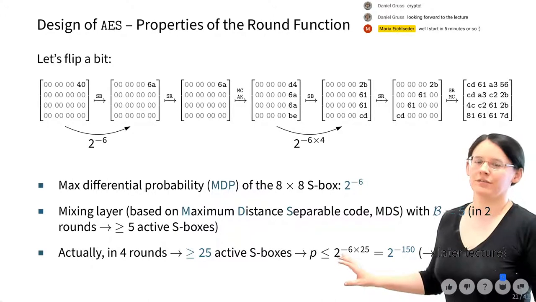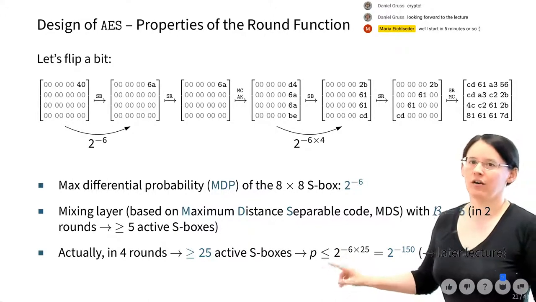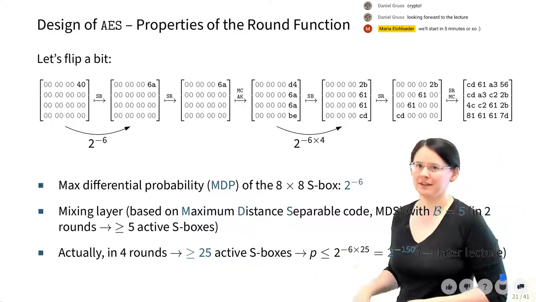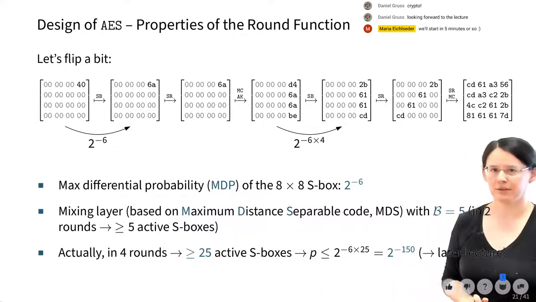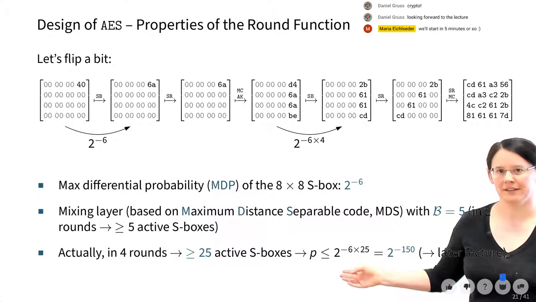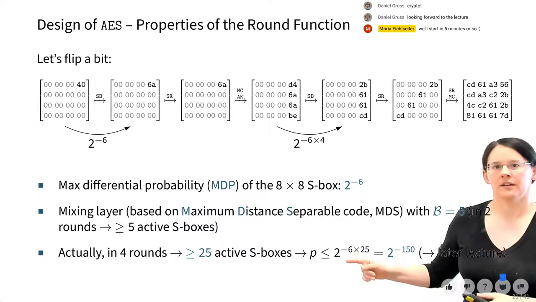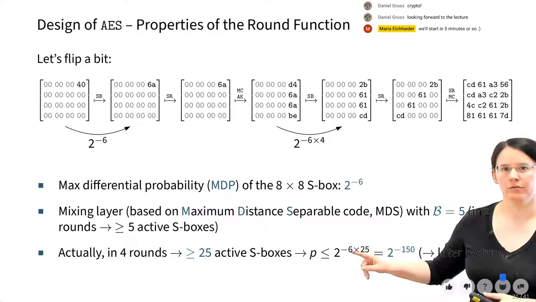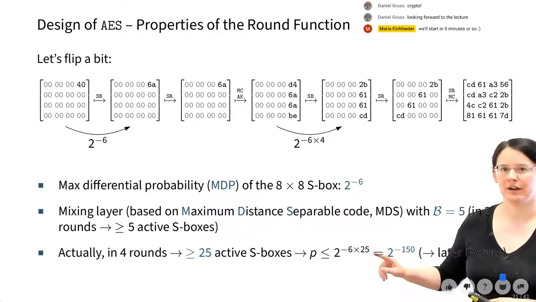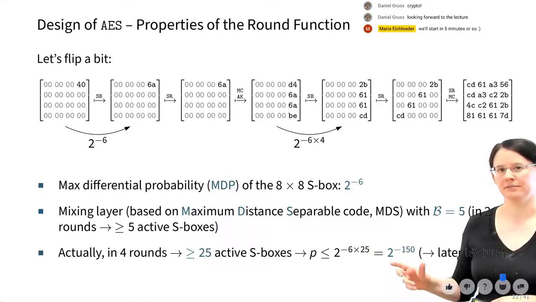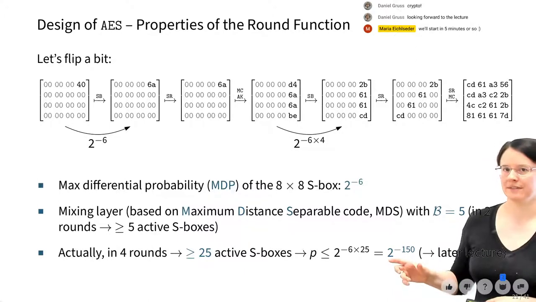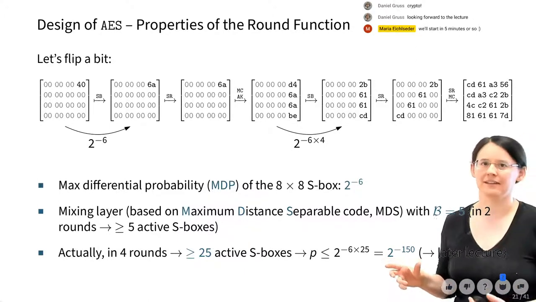Today we're going to see an alternative way of also showing this property, namely that if you look at 4 rounds, you actually have at least 25 active S-boxes, meaning the total probability is at most 2 to the minus 6, that's the probability of 1 S-box, to the power of 25, because we have at least 25 active S-boxes. So it's already 2 to the minus 150. This is good for 2 reasons. First reason, 2 to the minus 150 is already a very small probability in any case.